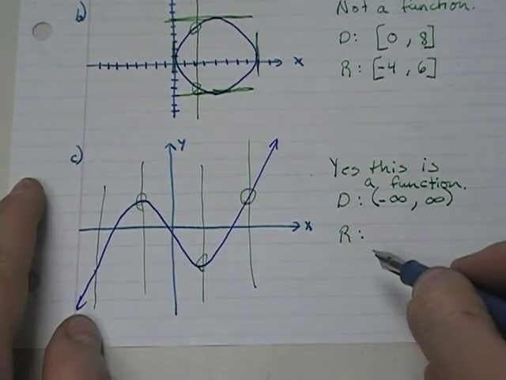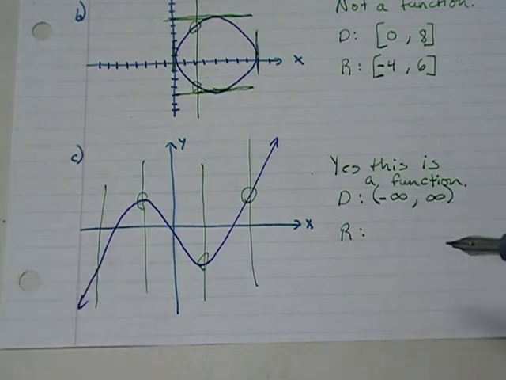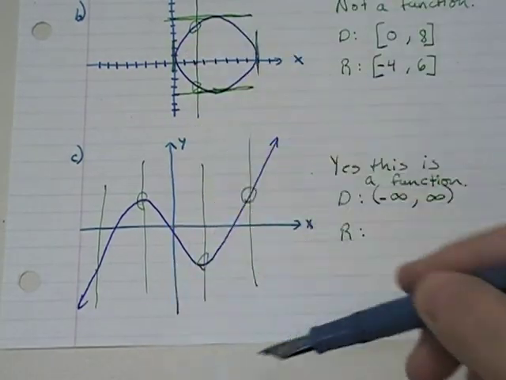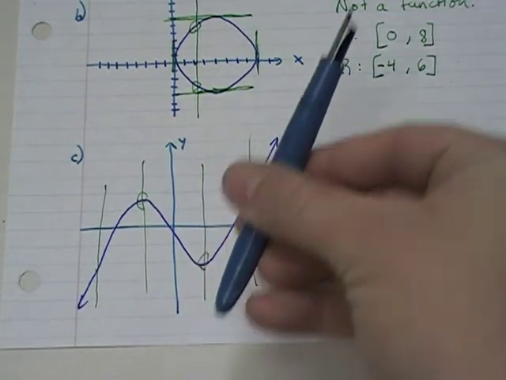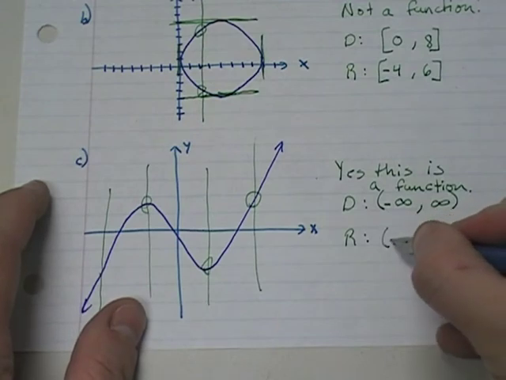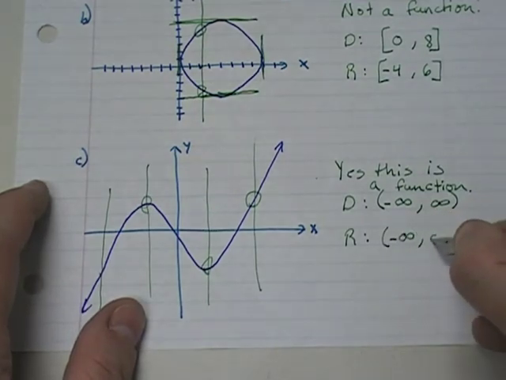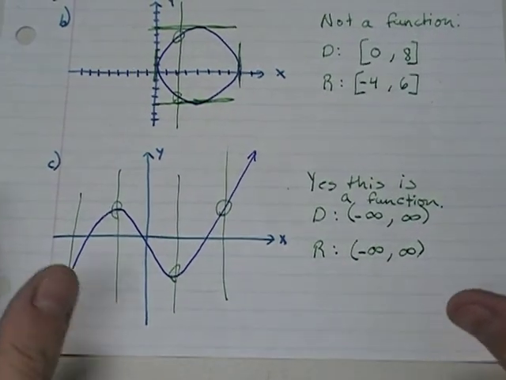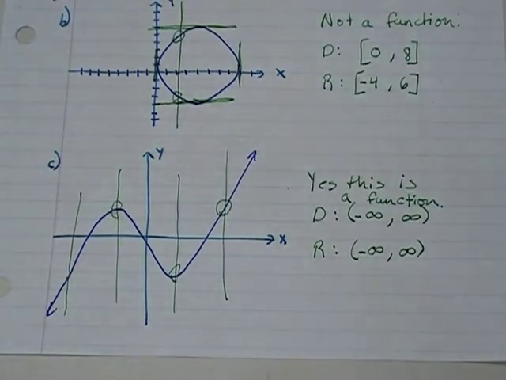The range is the y values, and it looks like, well, this is going down and to the left, so it's going down, and it's not going to stop. This end is going up, and it's not going to stop. So what is the range? Also, all real numbers or negative infinity to infinity. So there's the domain and the range of three equations and answering the question whether they're functions or not.